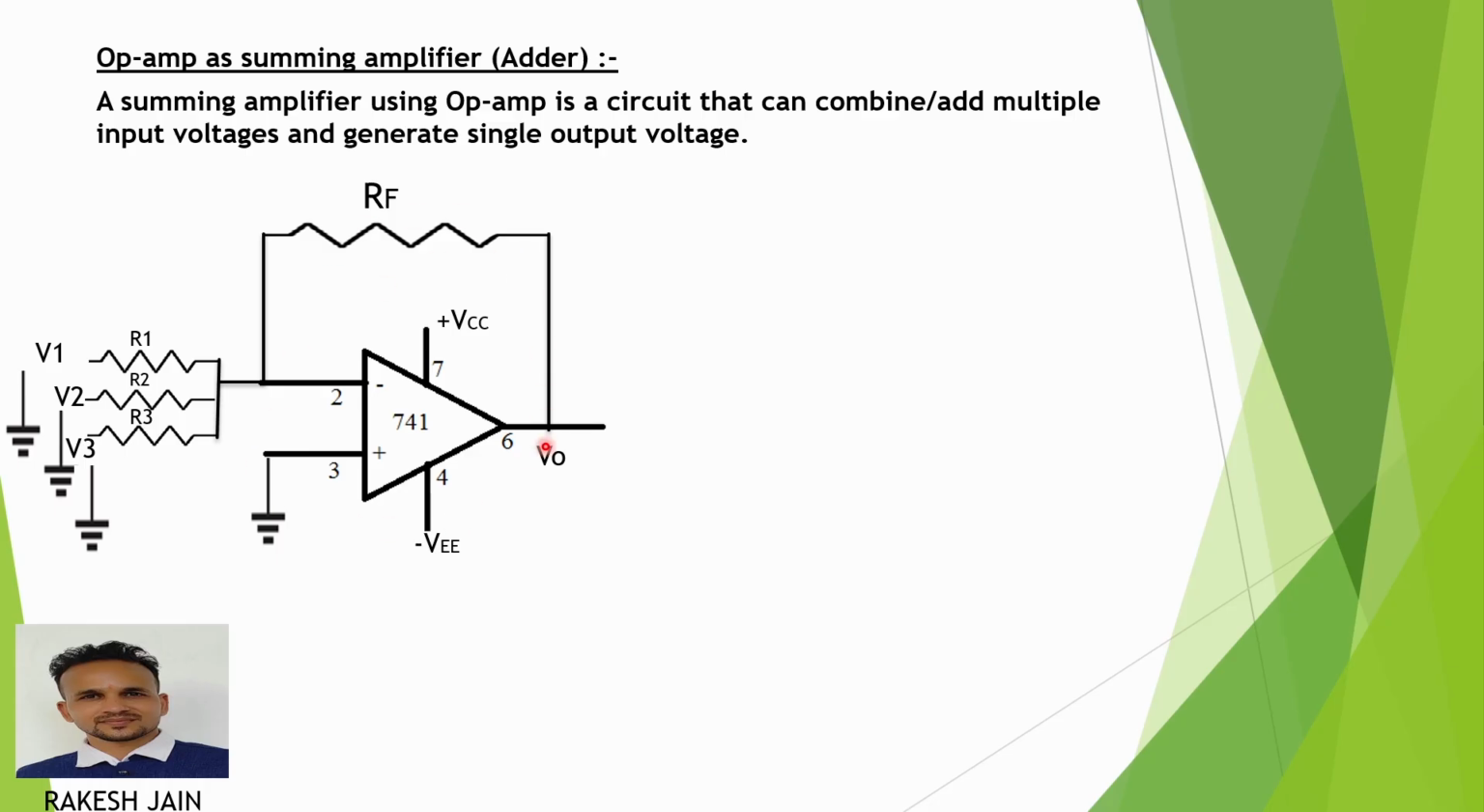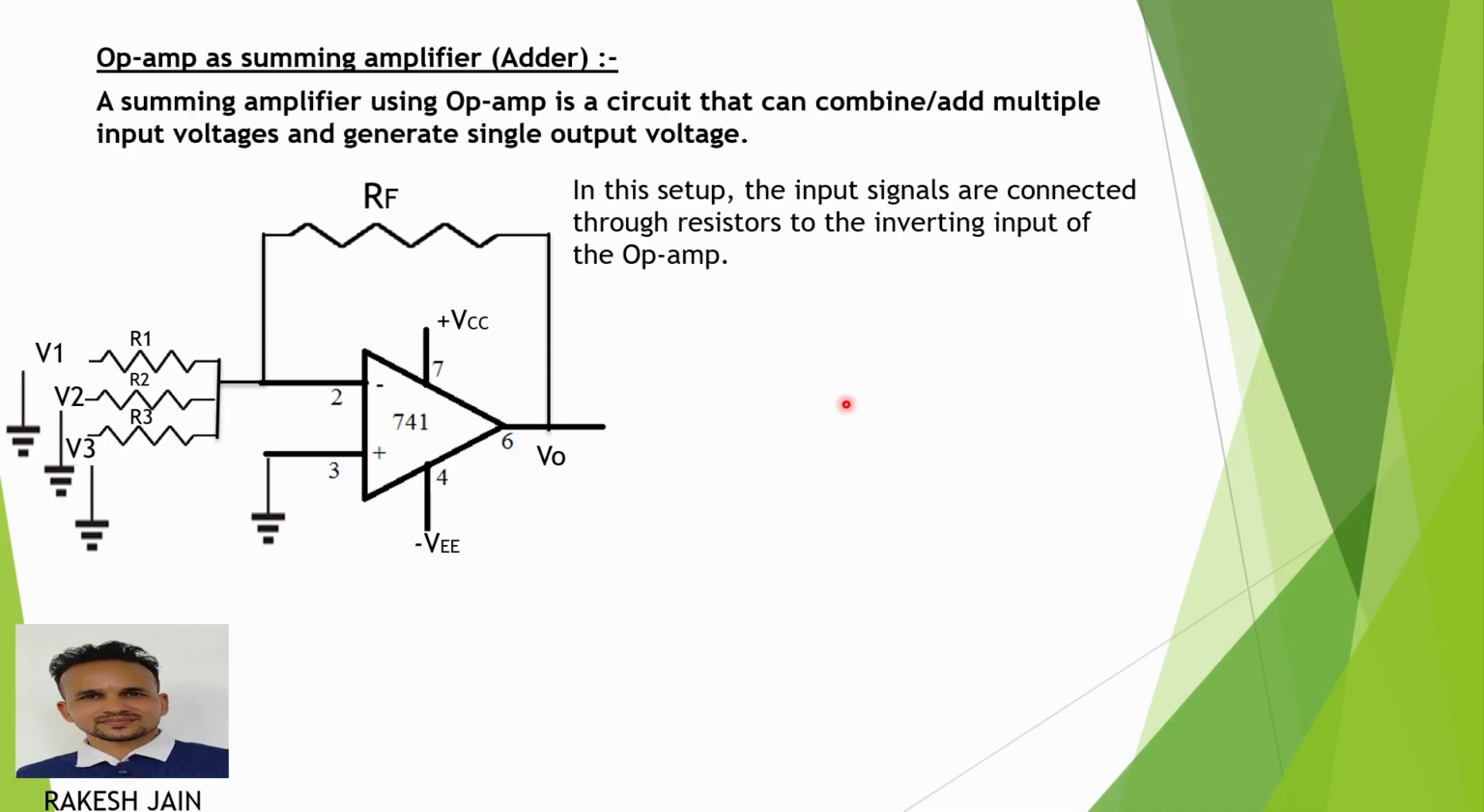So here we use the simple principle of considering one voltage source at a time, and the rest are connected to ground. So only one voltage is applied, but these voltages are applied at the inverting input pin. That's why it behaves like an inverting amplifier whose gain is given by minus feedback resistance divided by the series resistance, multiplied by the given voltages, as we have already discussed for the inverting amplifier. In this setup, the input signals are connected through resistors to the inverting input of the operational amplifier.